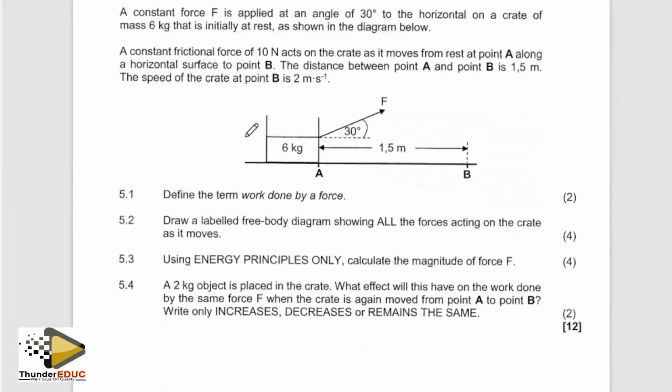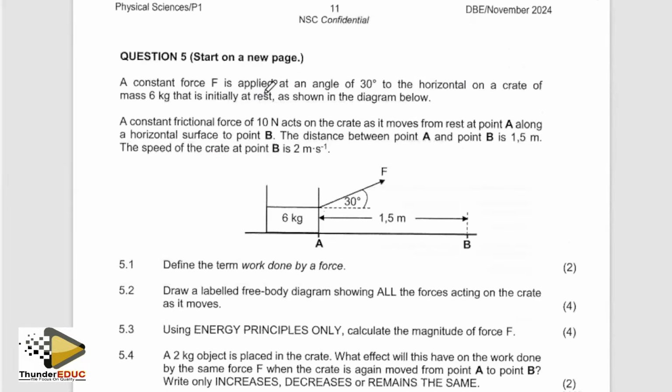Okay? All right, question number 5. A constant force F is applied at an angle of 30 degrees to the horizontal of a crate, which is 6 kilograms, that was initially at rest, as shown in the diagram.